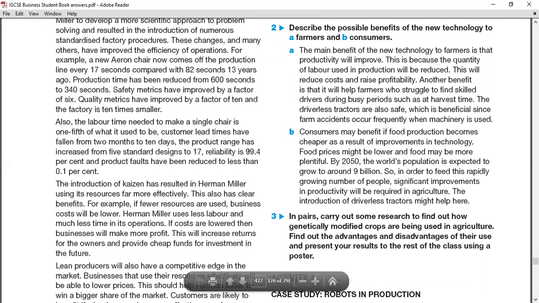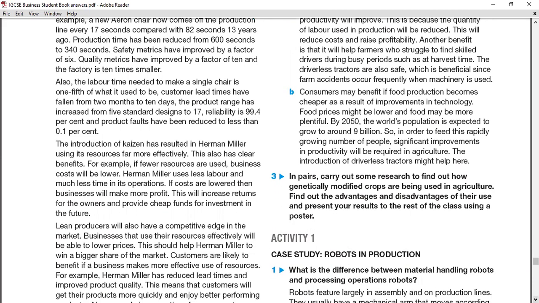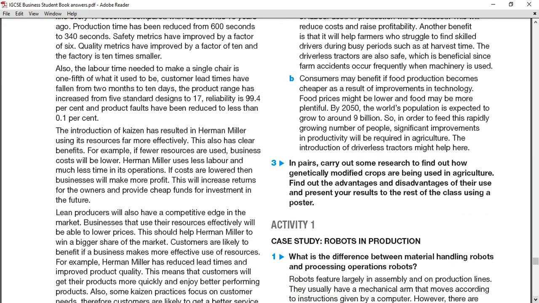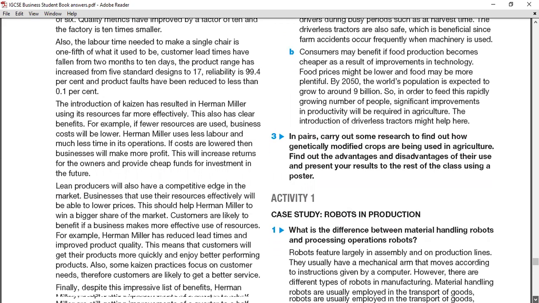The introduction of Kaizen has resulted in Herman Miller using its resources far more efficiently. This also has clear benefits. For example, if fewer resources are used, businesses' costs will be lower. Herman Miller uses less labor and much less in its operations. If costs are lower, then the business will make more profit. This will increase returns for owners and provide cheap funds for investments in the future.